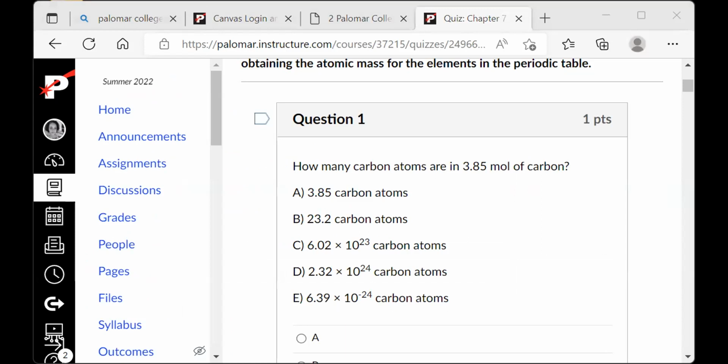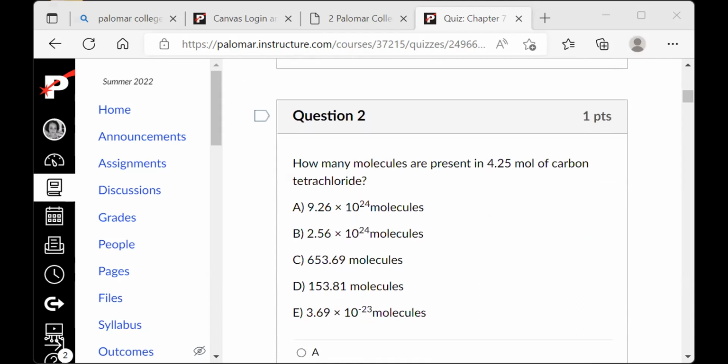Avogadro's number, excellent. Now I was given moles. Remember the notes that I just gave you. Since I'm given moles, am I going to multiply by Avogadro's number or divide? Great, multiply.